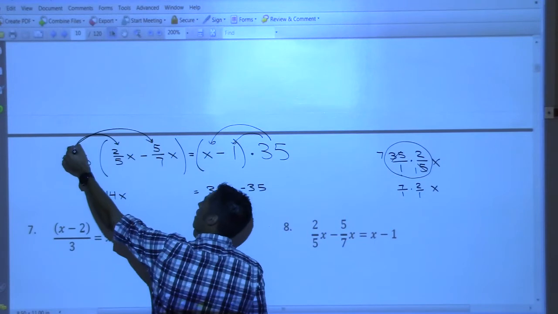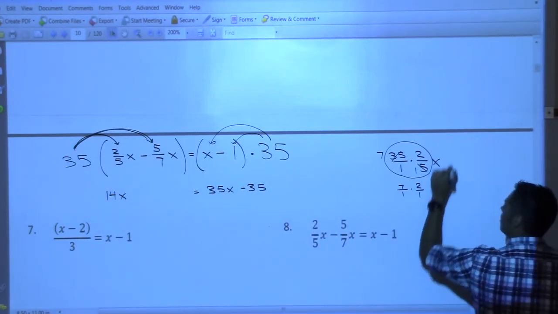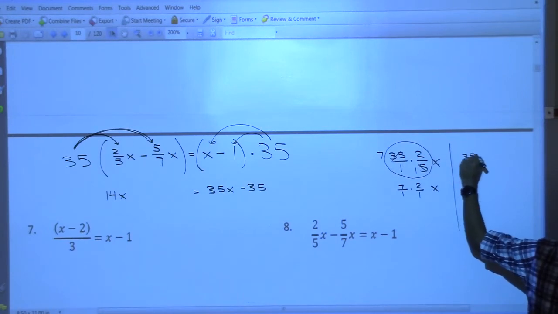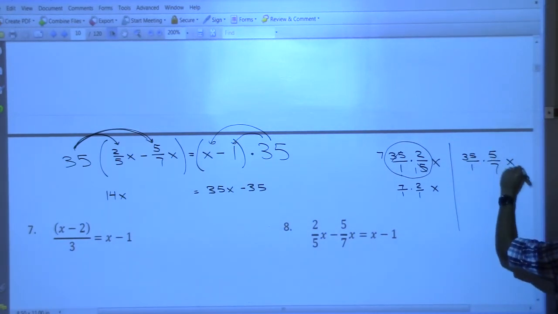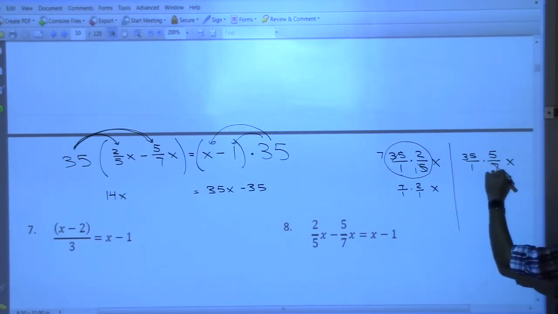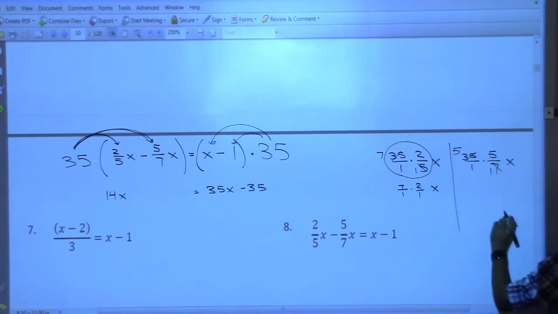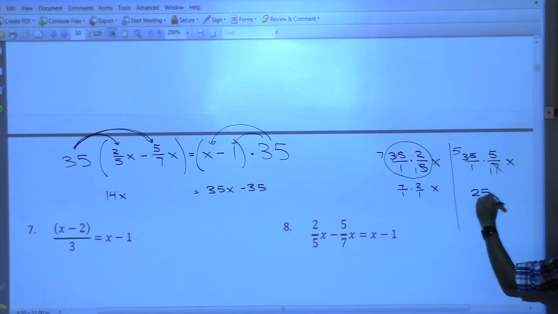And then what would I get if I did 35 times 5/7? So I'm going to do that here. If I do 35 over 1 times 5 over 7 times x, the same thing should happen. 7 goes into 35 5 times. So this is going to be a 1 and this is going to be 5. And so what would this give me? 25x. Yes?